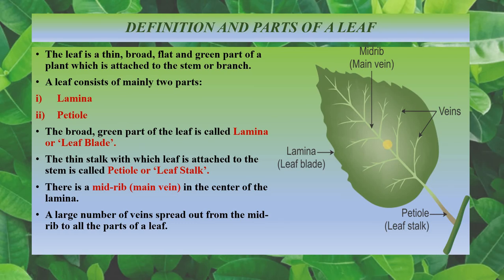Now, the midrib and the veins consist of bundles of tiny tubes, of which some carry water and dissolved minerals into the leaf and others carry away the food from the leaf. When I explained about the stem, I told you about the two narrow pipes present in the stem: one is the xylem, another one is the phloem. Xylem carries water from the root towards the leaf, and phloem carries the prepared food from the leaf to the other parts of a plant.